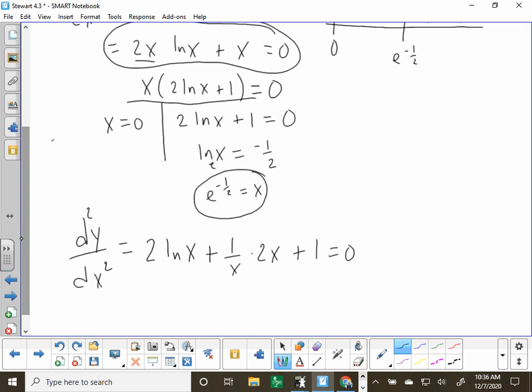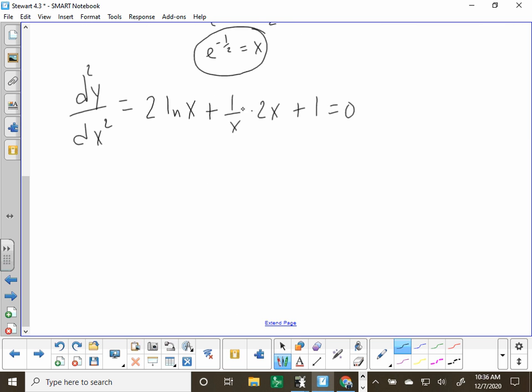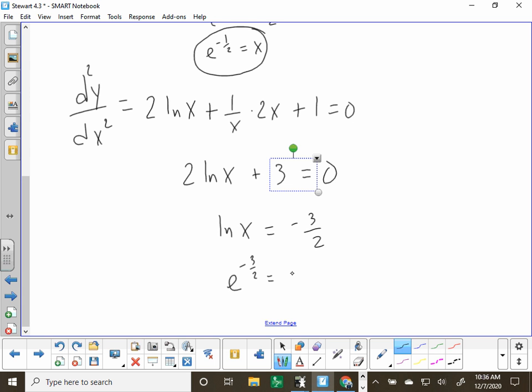All right, I need to make the page a little bit longer. That x is canceled, so that's 2 plus 1 is 3, so it's 2 natural log of x plus 3 is equal to 0. And then subtract the 3, divide by 2, so natural log of x is equal to negative 3 halves, and then base exponent answer e to the negative 3 halves is equal to x.